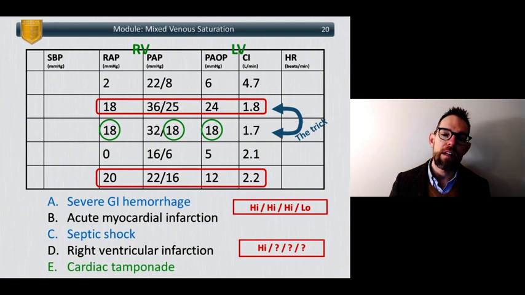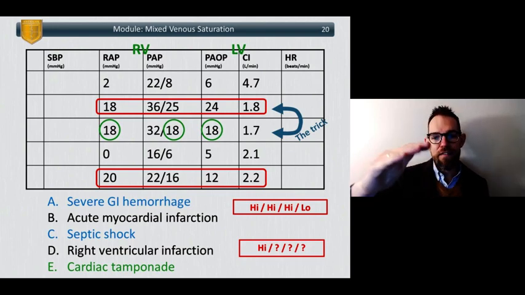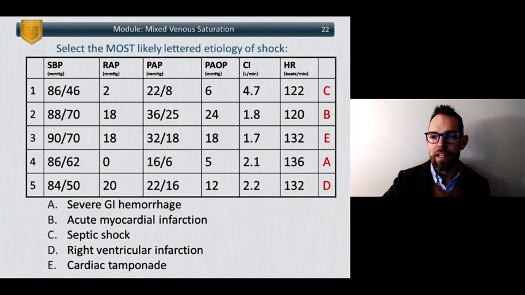The right ventricular infarction is not going to affect the left side of the heart, so PA occlusion pressures will be normal. Right atrial pressures will be elevated, and PA pressures not dramatically elevated. So in that case, the fifth line matches up with right ventricular infarction. Let's go back through this one more time. The answers are septic shock here, MI here, tamponade here, GI hemorrhage here, and right ventricular infarction here.